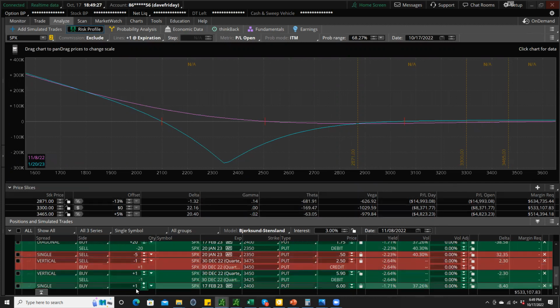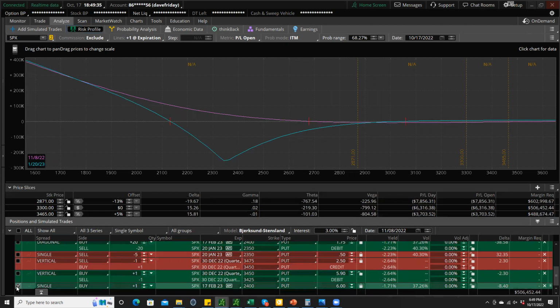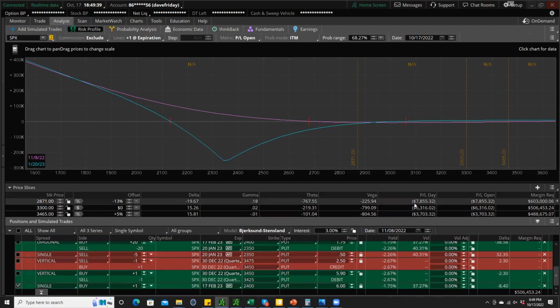I could buy back one of these. Watch what happens to this magenta T+0 line. It should go up, and it did. Where's our P&L now? Our worst case scenario is only $8,000, way below the $20,000 tolerance that we have out there.